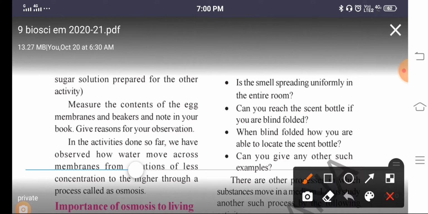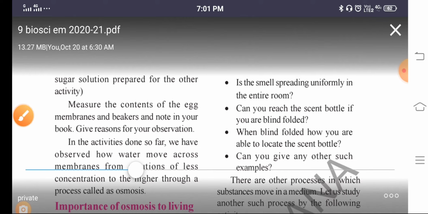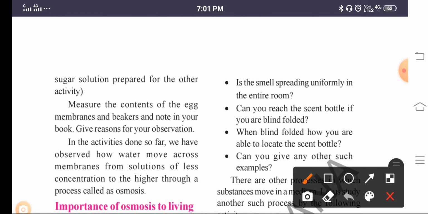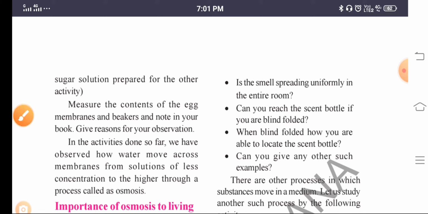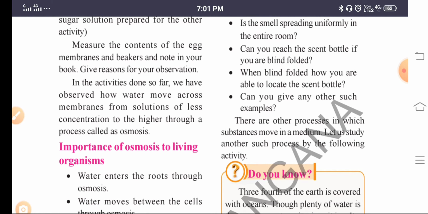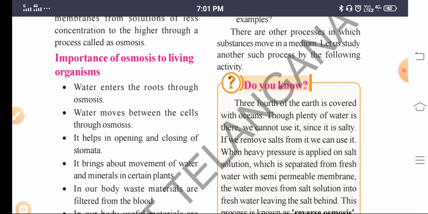When blindfolded, how are you able to locate the scent bottle? By the smell only. Can you give any other such examples? By observing smell we can reach the items wherever they are. So there are other processes in which substances move in a medium. Let us study that. This is important.